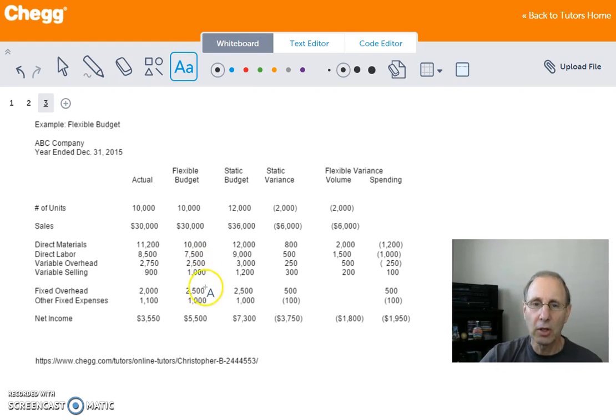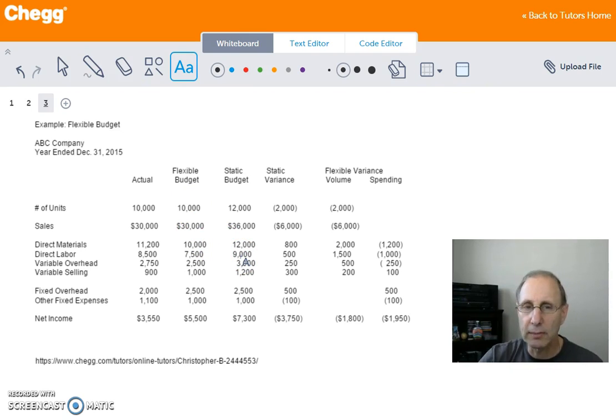And as I mentioned, fixed overhead and fixed expenses remain constant or fixed, so we merely carry those over into the flexible budget column, which gives us a computed net income of $5,500 for this level of activity based on our budgeted per unit costs.